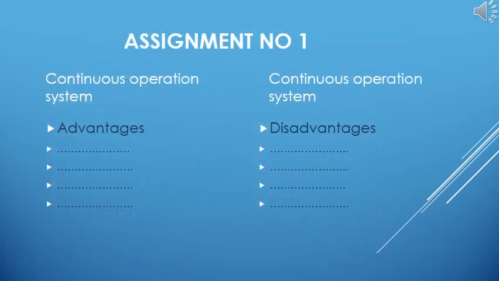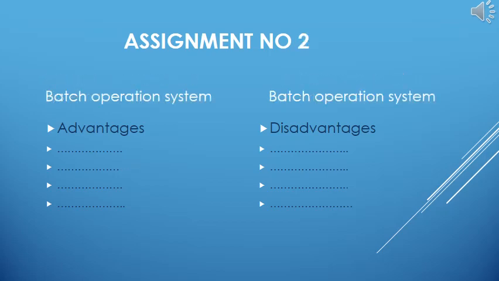Hopefully students, you have understood the topic. Now assignment number 1 is you have to write down the advantages and disadvantages of the continuous operation system. Assignment number 2, what is the batch operation system? Write down its advantages and disadvantages.